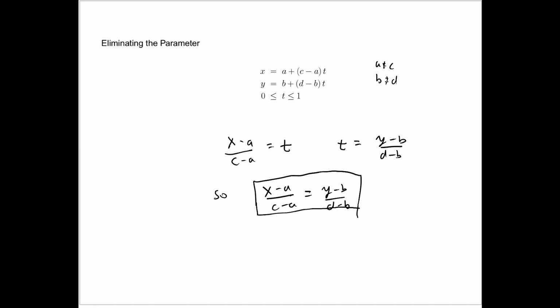Now notice that this equation contains the line segment. To determine the beginning and ending points, we really need to remember we don't get the entire line, we just get that one segment from the point (a, b) to the point (c, d), because we're only allowing the parameter t to run from 0 to 1.